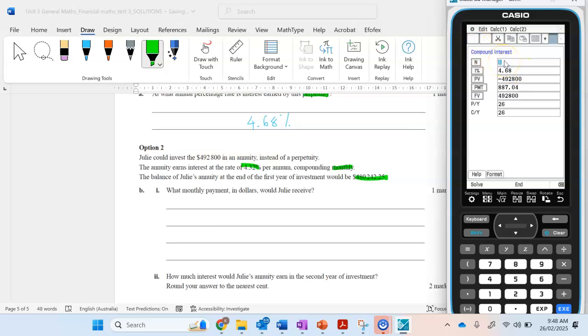She's doing it for 1 year, so it's 1 times 12, so 12 months because it's compounding monthly. 4.32 is your interest rate. Principal value is the same. Payment is what we're going to work out, and it's no longer fortnightly, it's monthly. Her future value after 1 year is 480,242.25, and this is positive. Just making sure I entered all those values correctly. All right, so she's going to earn $2,800.